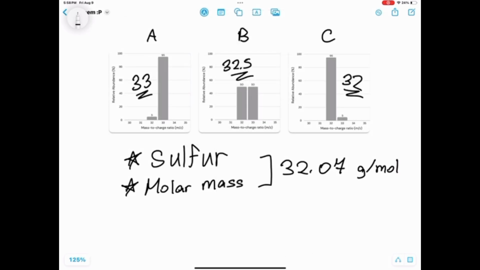Now you can look at the molar mass of sulfur again, 32.07. Out of 33, 32.5, and 32, the molar mass of sulfur is closest to 32. This means that the graph that most accurately represents the mass spectrum of sulfur is graph C.